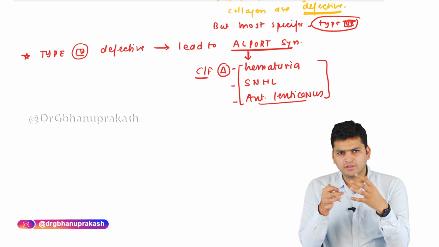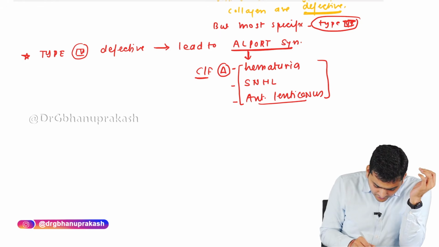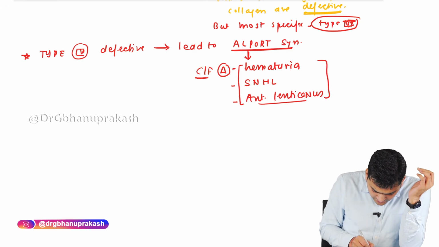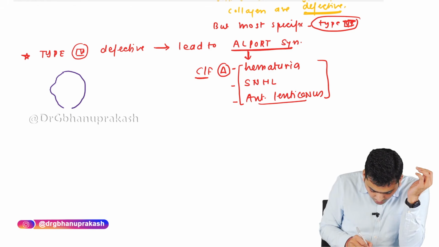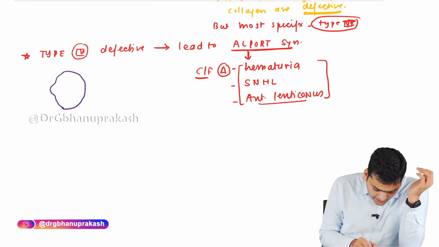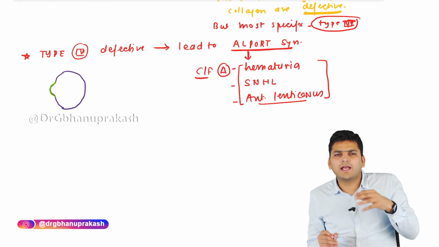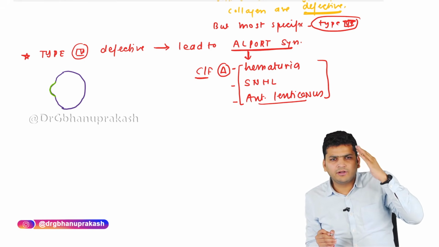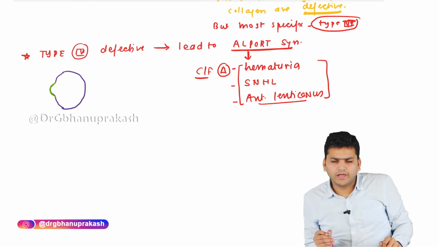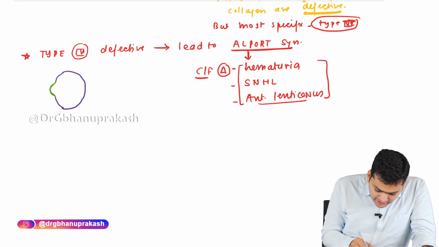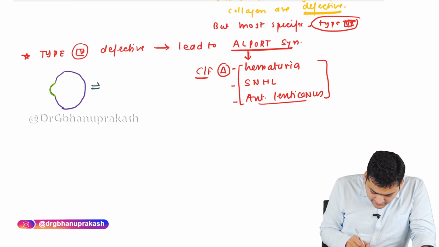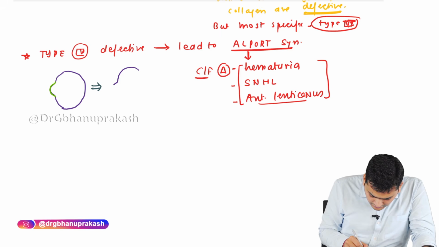Now what is lenticonus? See, normally if I just give you a simple diagrammatic representation, let's say this is the cross section of the eyeball, and this particular part is your cornea, right? There is a curvature of the cornea. We have the black part of the eye. This is the cornea, and we have a curvature on that. Now, if there is excessive curvature, let's say the diagram looks like this.